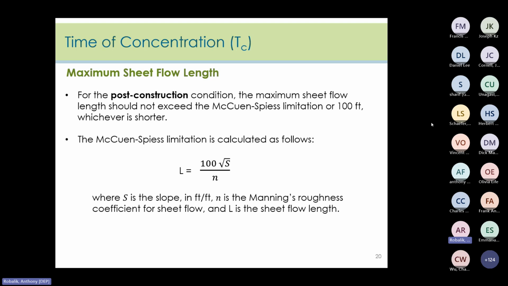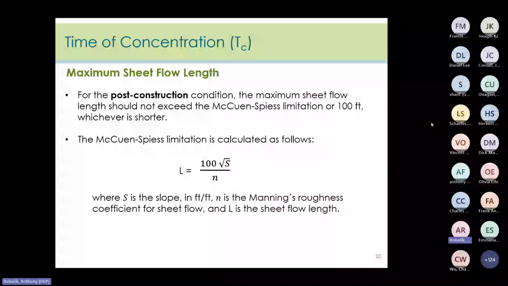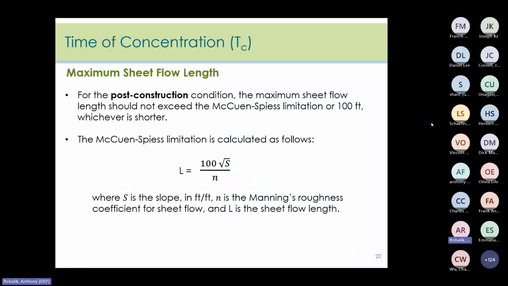So if the sheet flow length calculated by the McEwen-Spiess limitation criteria is less than 100 feet, then use the length determined by that calculation. But if the sheet flow length determined by the McEwen-Spiess limitation exceeds 100 feet, then the sheet flow length must be limited to 100 feet. But keep in mind this criteria is for the maximum sheet flow length that can be used. Again, if there are site conditions that have a physical obstruction at a distance that's less than either what the McEwen-Spiess calculates or the 100 feet, then you're going to use that shorter distance.